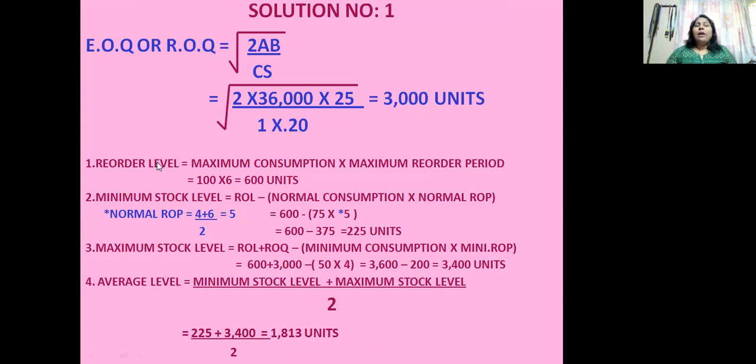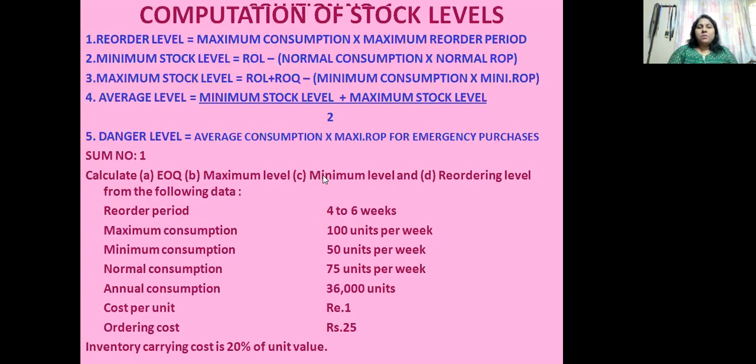So what level should I calculate first? Reorder level only, because without knowing the reorder level, I will not be able to calculate the minimum or maximum. Okay. So reorder level, what is the formula? Maximum consumption into maximum reorder period. So what is my maximum consumption? What is my maximum reorder period?